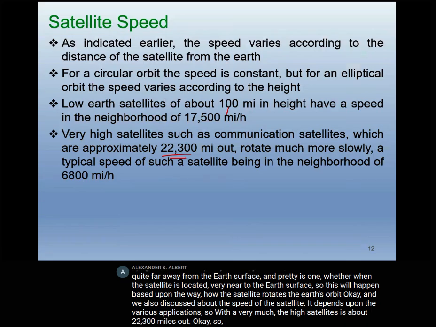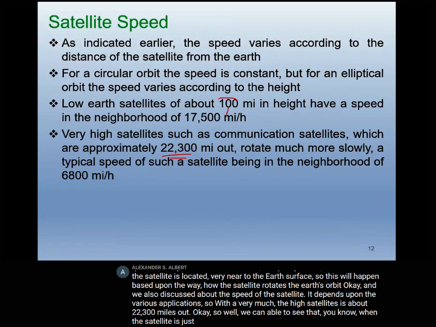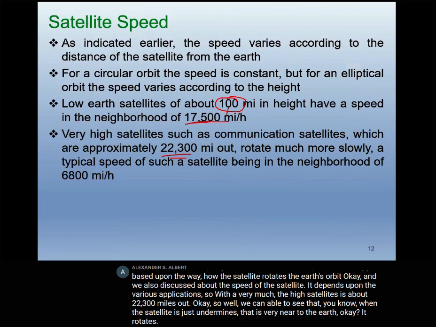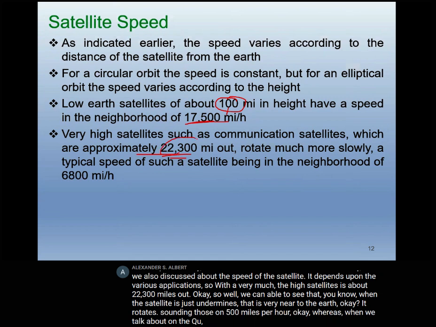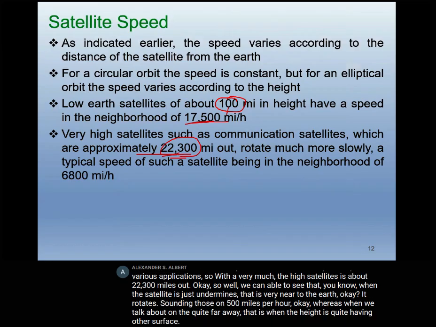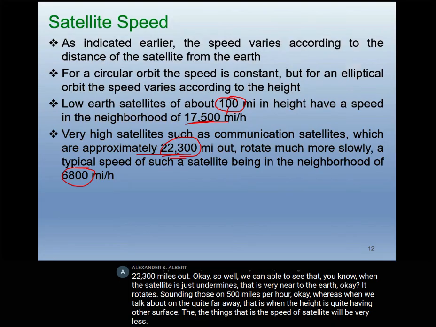Okay, so we can see that when the satellite is just 100 miles, that is very near to the Earth, it rotates at 17,500 miles per hour. Whereas when we talk about quite far away, that is when the height is quite far from the Earth's surface, the speed of the satellite will be very less. Okay, so this difference we have to know.